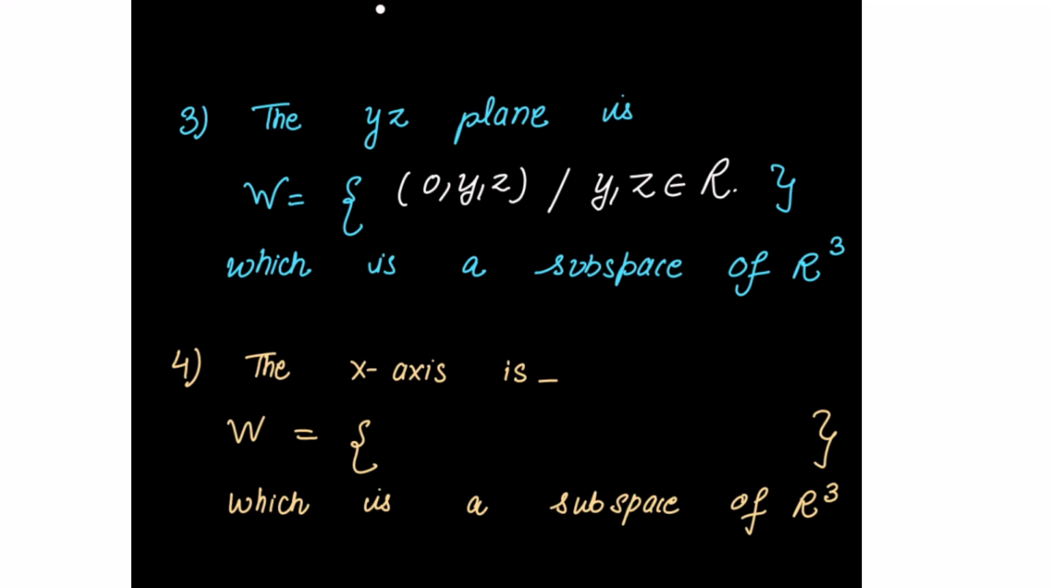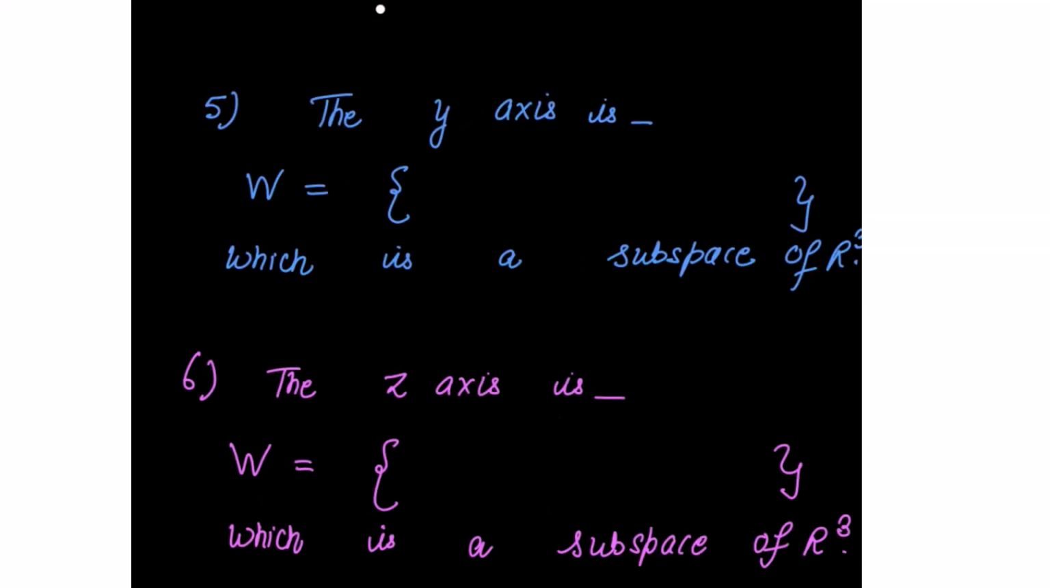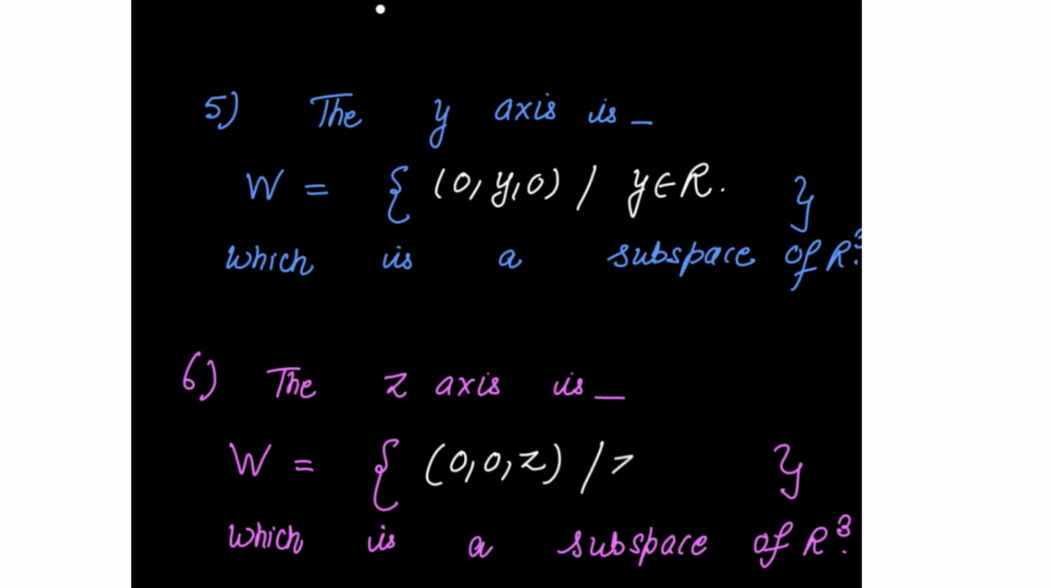Then is the x-axis. For the x-axis we have the kind of element (x, 0, 0) such that x belongs to the set of real numbers. And for the y-axis, we have (0, y, 0) such that y belongs to the set of real numbers. And for the z-axis, we have the element of the kind (0, 0, z) such that z belongs to the set of real numbers. So all these W's are subspaces of R3. These remarks are very useful in solving further assignments.